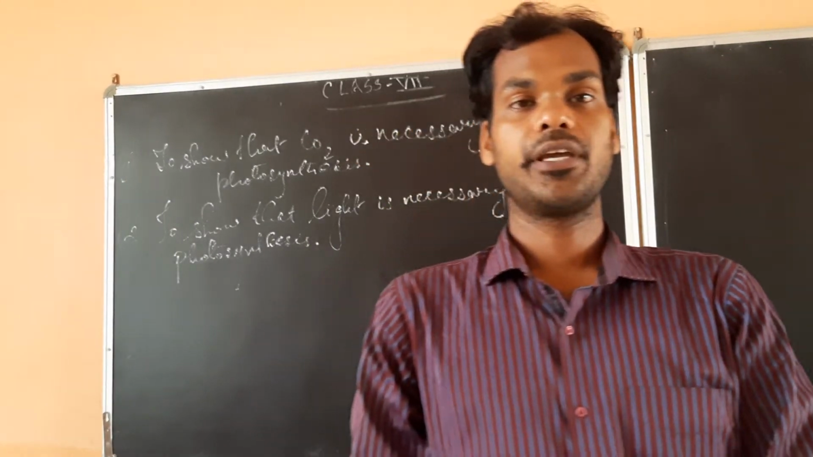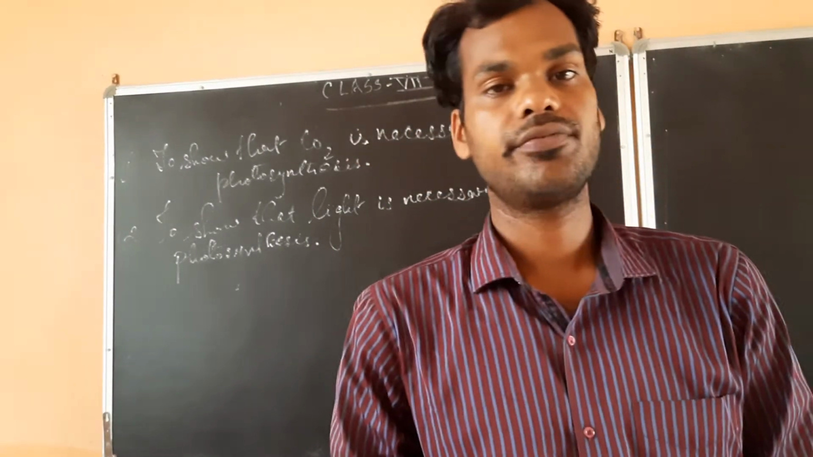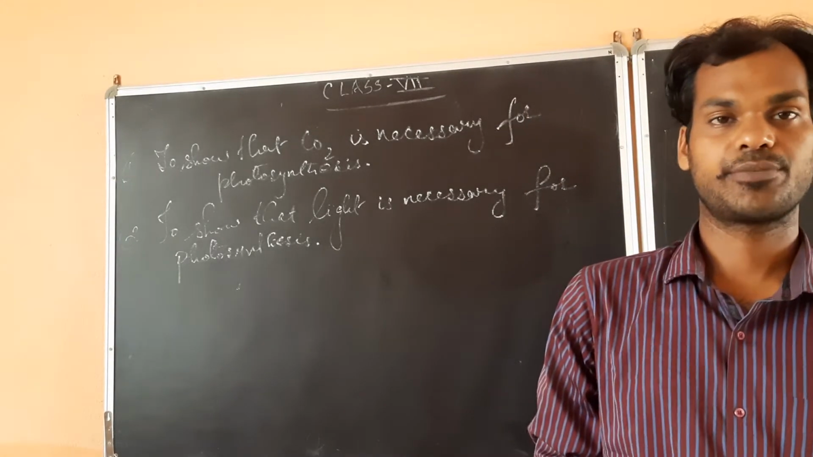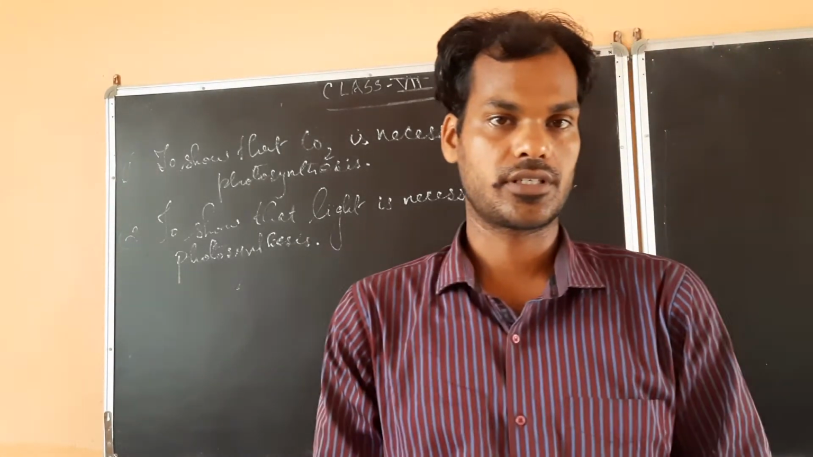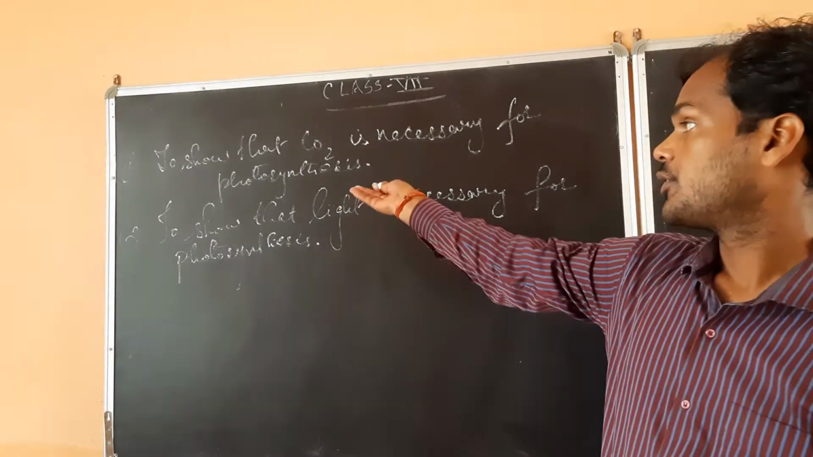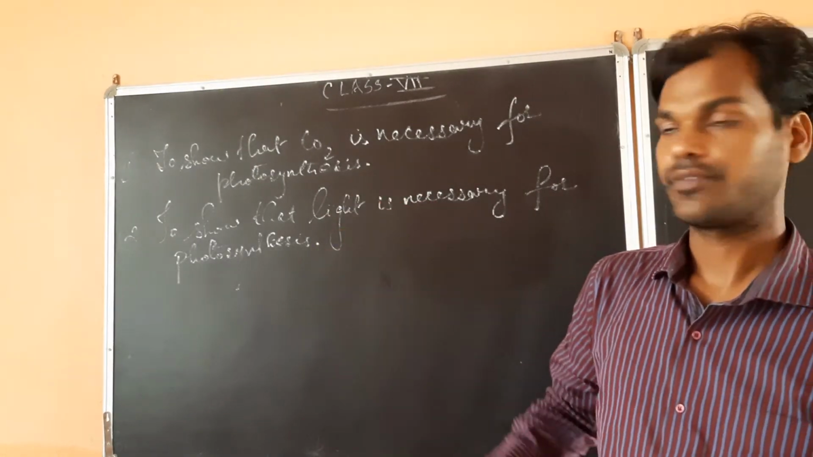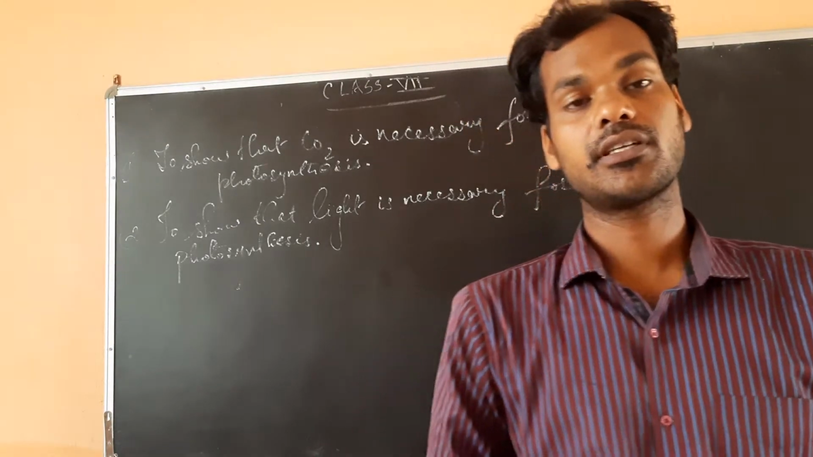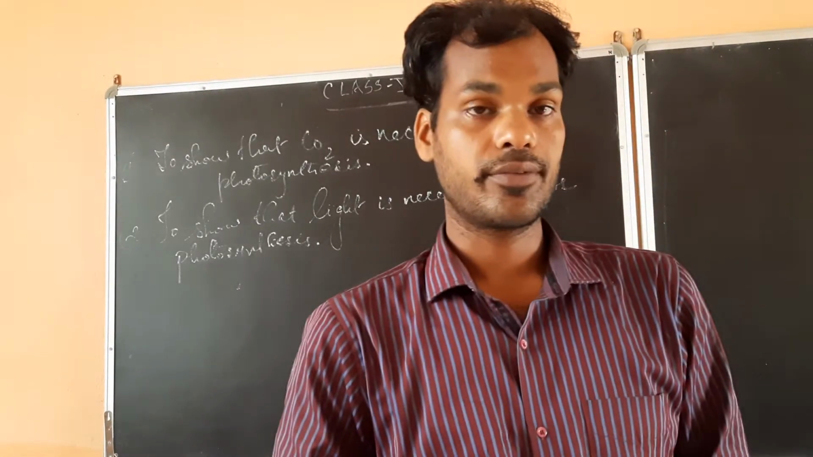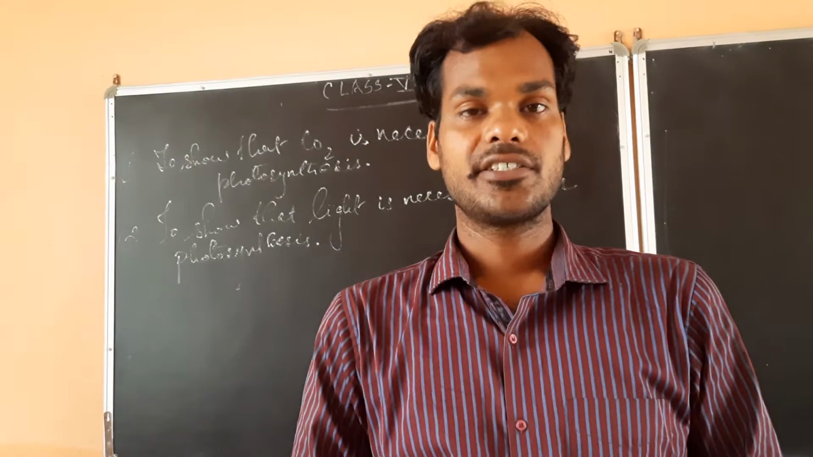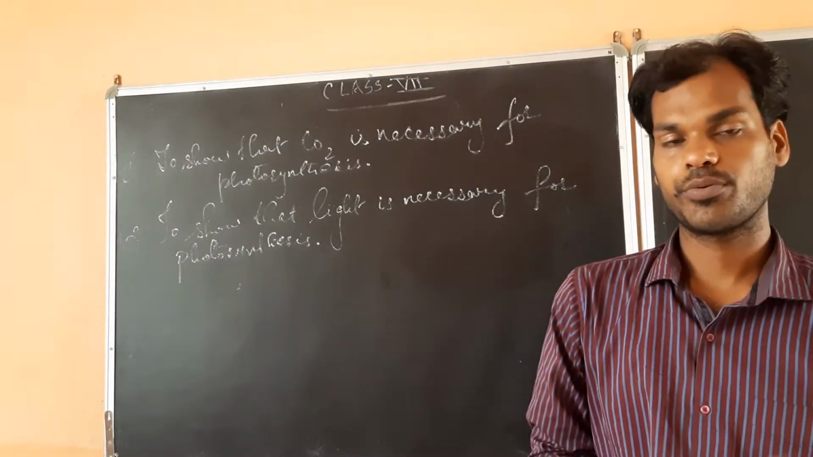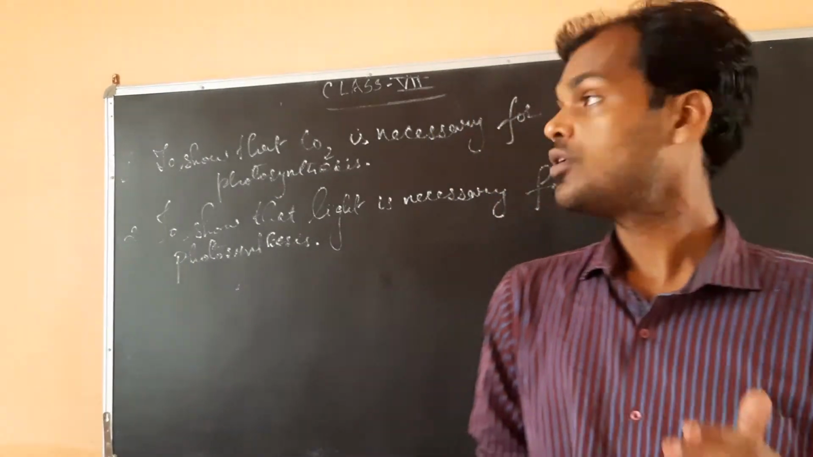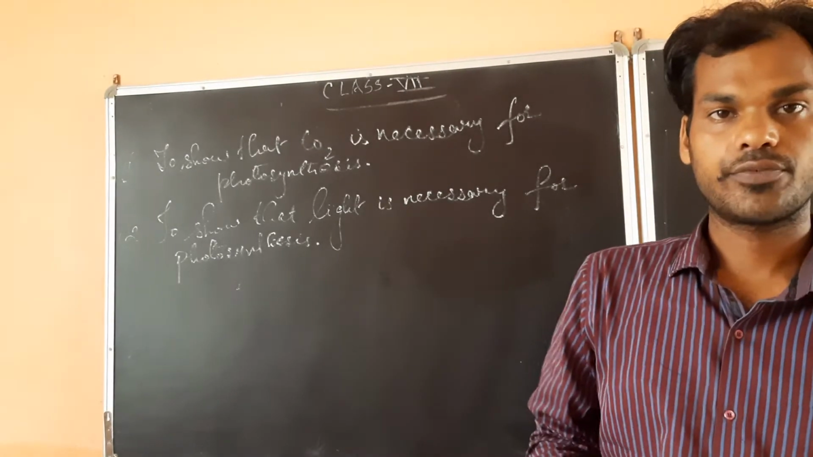Today, I am here to give you a brief idea about some experiments related to photosynthesis. So here, we have to study two experiments. The first experiment is to show that carbon dioxide is necessary for photosynthesis, and in the second experiment, we have to see that light is necessary for photosynthesis. So we will start with the first experiment now, to show that CO2 is necessary for photosynthesis.